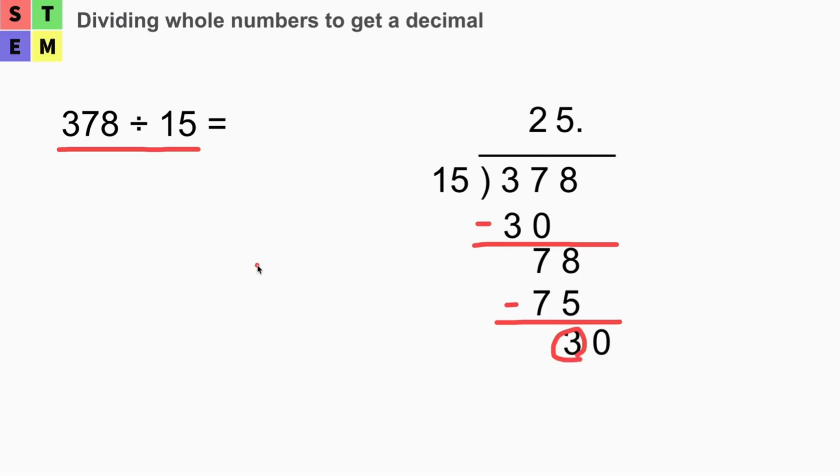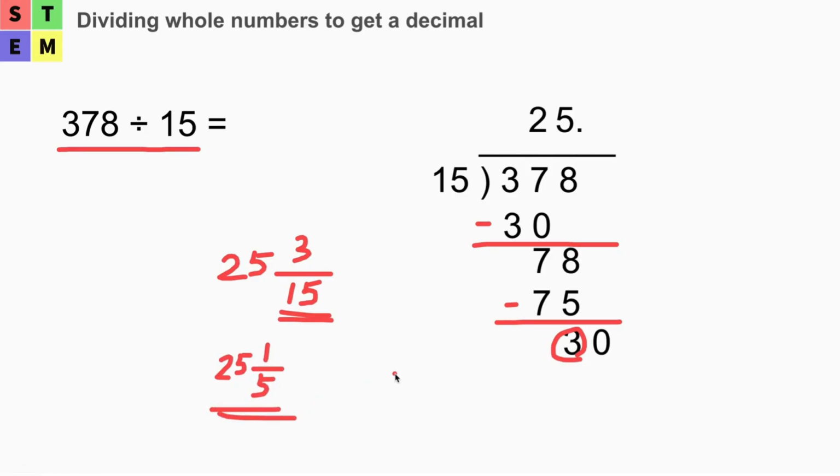Again, if we want to get the mixed number as the result, we'll have 25 and 3 over 15, right? And we can simplify this fraction. 3 over 15 simplifies to 1 over 5. So we can have 25 and 1 over 5 as the result. But this time we are trying to get a decimal again.